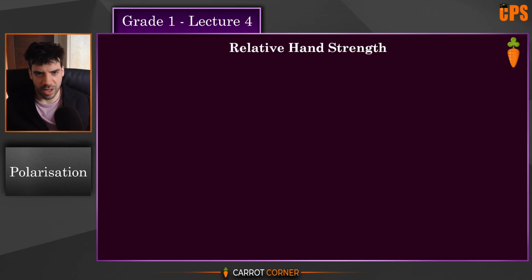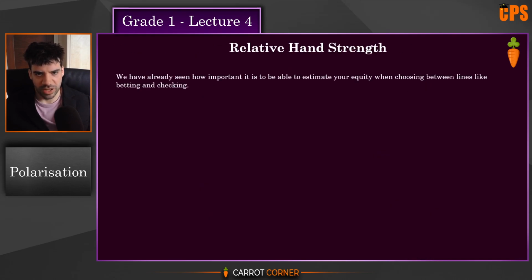So let's start off by understanding what relative hand strength really is. We've already seen in the Carrot Poker School Grade 1 how important it is to be able to estimate your equity. Not exactly, but being able to prescribe a rough ballpark figure for your equity, because this helps you choose between lines like betting and checking, value betting, bluffing. All of these primary reasons for betting carry with them a minimum and maximum equity requirement for each bet size when you're value betting, or for whether you should be bluffing or just checking. So we've seen this already.